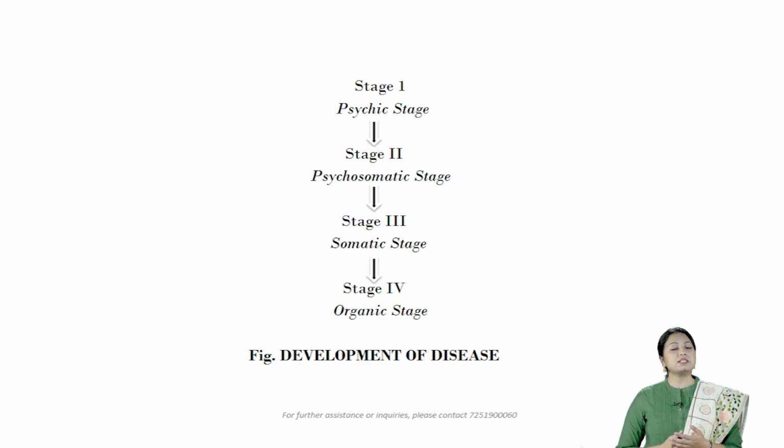In the first or psychological stage, the symptoms are only at the level of the mind. The second stage is psychosomatic, where mental symptoms percolate into the body occasionally. In the third or somatic stage, the physical symptoms outweigh the mental symptoms, but the disturbance in the body is still reversible. In the final organic stage, there are irreversible structural changes in the body, making the disease a permanent guest.